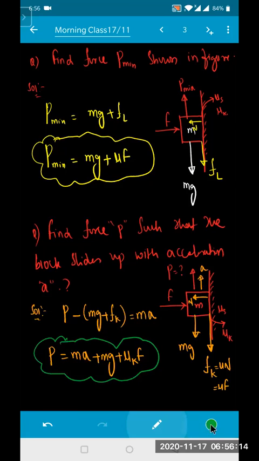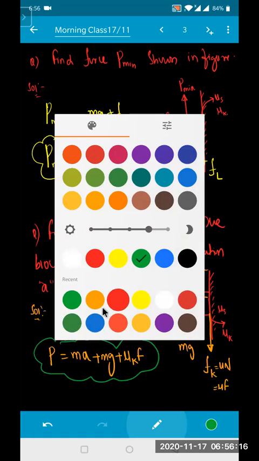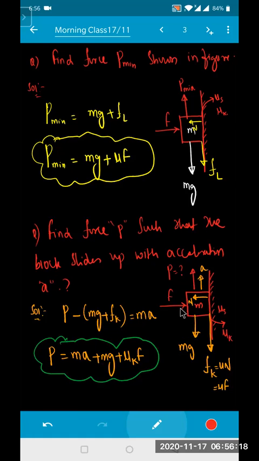So I hope now you got an idea how to do all the limiting problems. The only thing is you need to take care of these forces. And this normal always acts perpendicular to the surface.